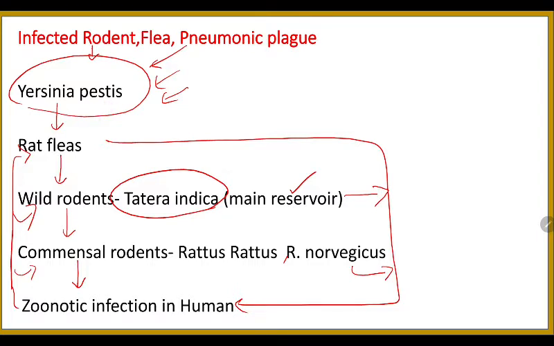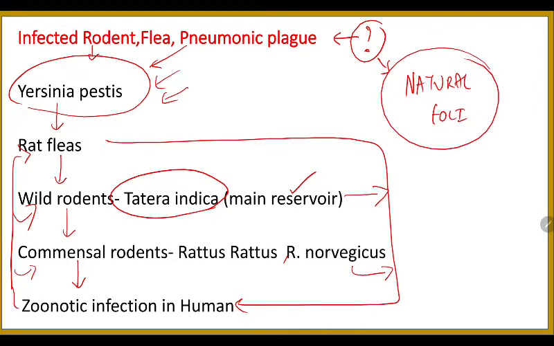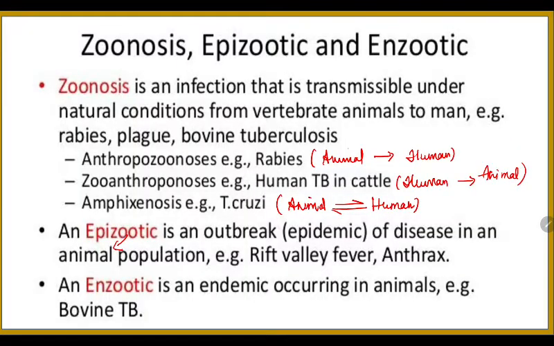Now, another important question is, where are the infected rodents, fleas, or pneumonic plague present, or is that really present? For that question, we'll be seeing about something called the natural foci of the disease. Before we actually go to the topic proper, we'll see zoonosis, epizootics, and enzootics.